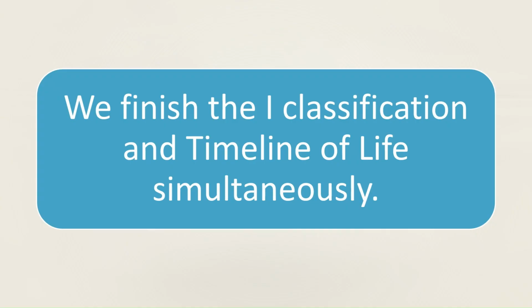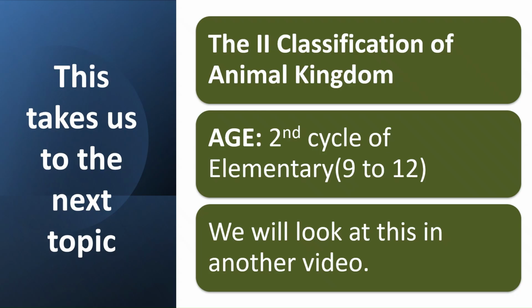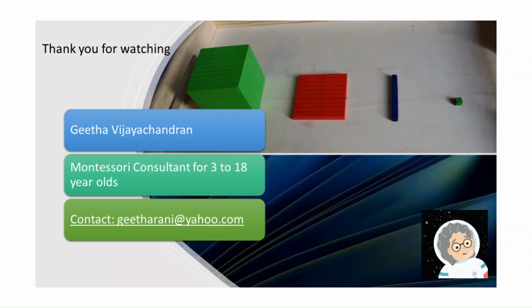We finished the first classification of the animal kingdom and the timeline of life simultaneously. This takes us to the next topic called the second classification of animal kingdom, and it is done during the second cycle of elementary, that is for ages 9 to 12. We will look at this in another video. That takes us to the end of the first classification of animal kingdom.